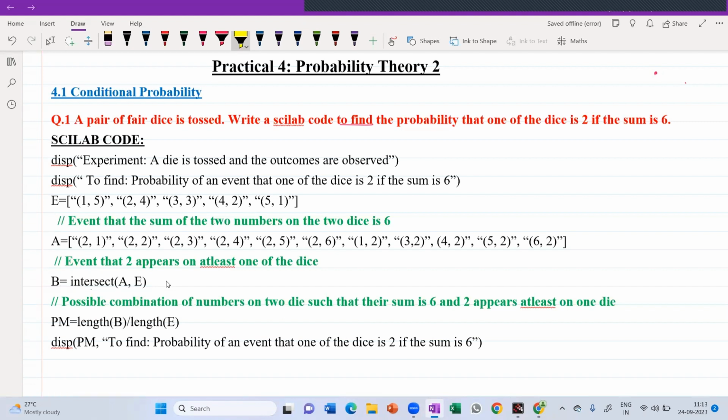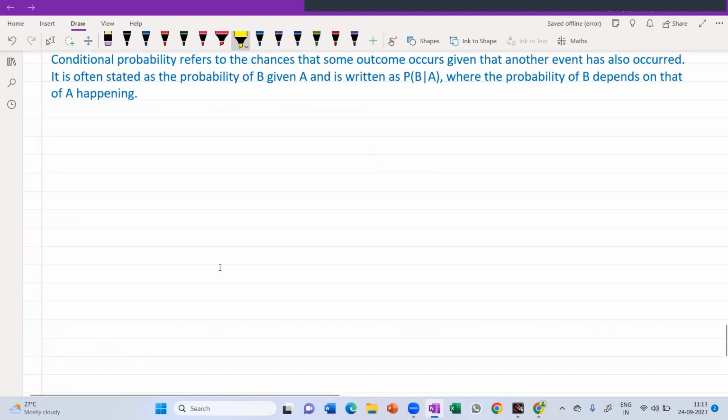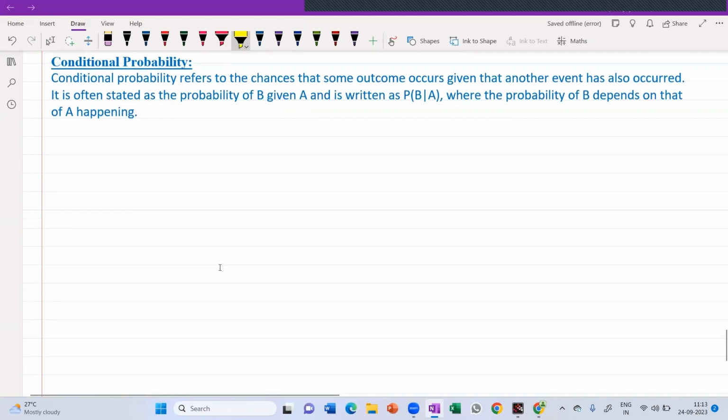So before I take this question, let us understand what is conditional probability. Here I have taken the definition of conditional probability from Google, but I'll explain what it means. Conditional probability refers to the chances that some outcome occurs given that another event has already occurred.